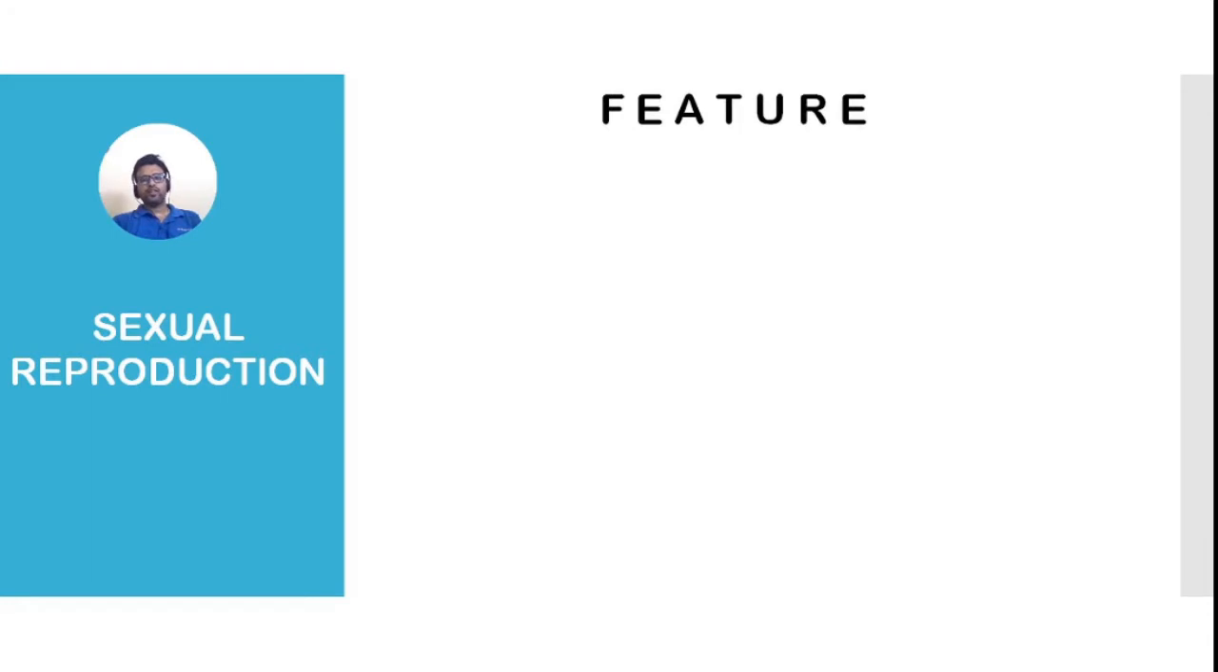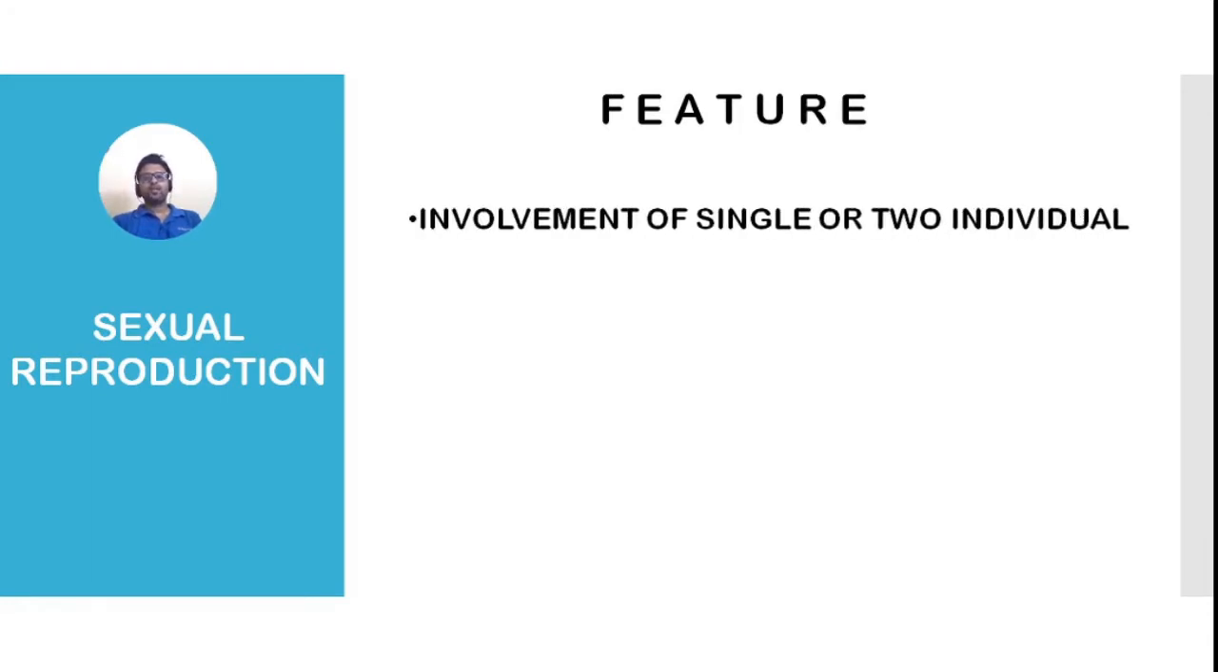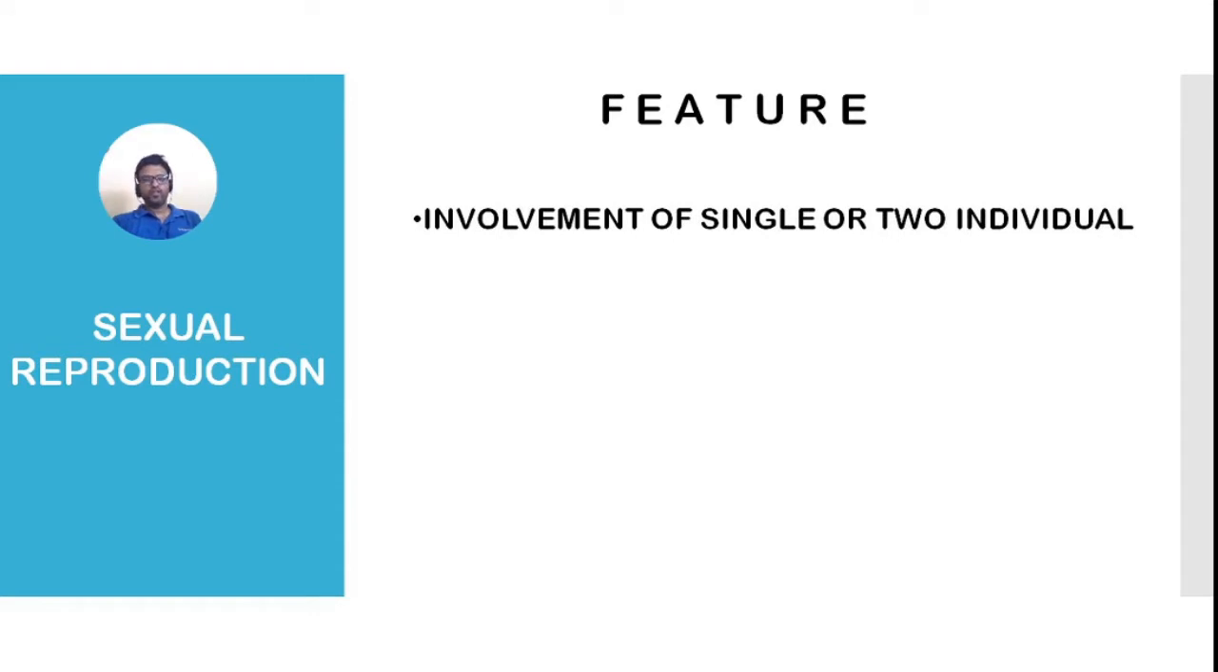The first point is, in the sexual mode of reproduction, there is involvement of a single individual or two individuals. If the organism is bisexual, meaning hermaphrodite, then a single parent can reproduce through sexual reproduction.